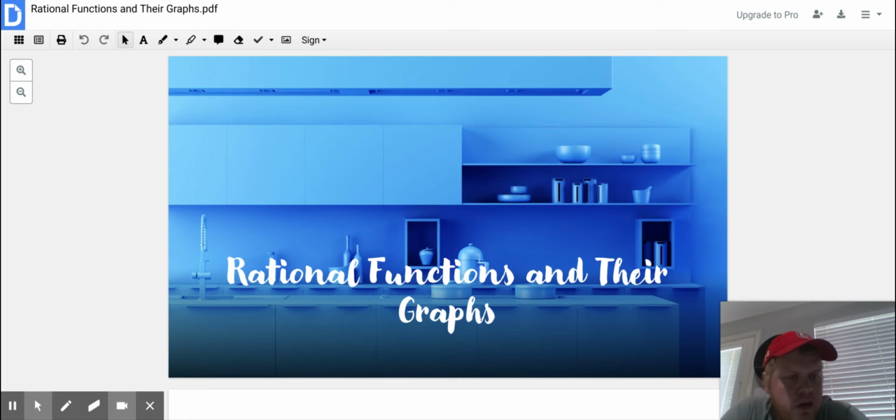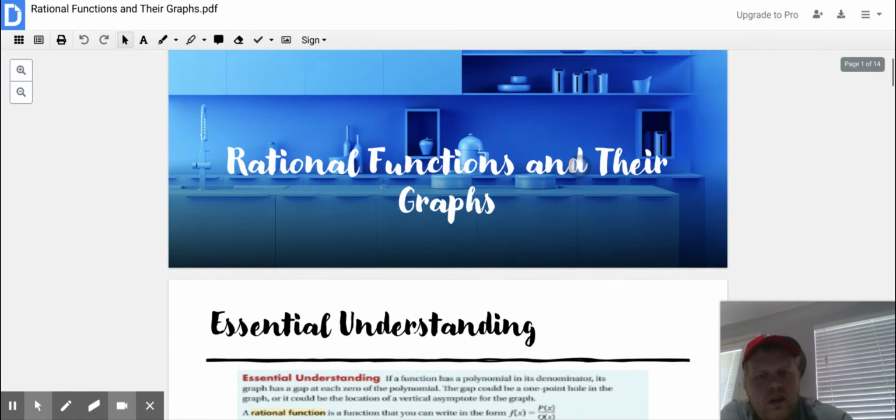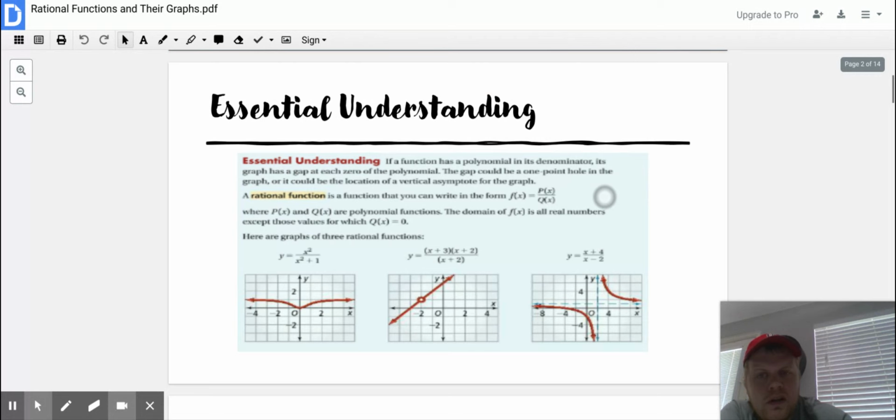All right, guys, this is our third and final lesson for this week, and we're going to be covering rational functions and their graphs. So again, let's go ahead and dive into this, and let's get this all wrapped up for this week. Okay, so some essential understanding we will need to know for this.